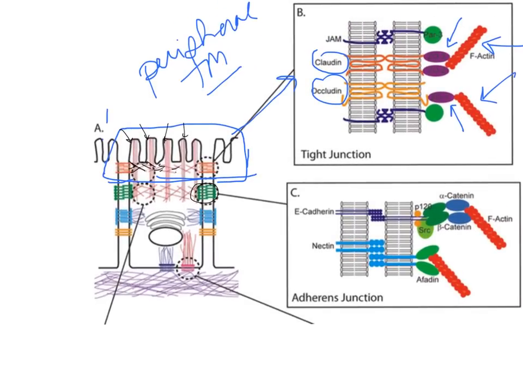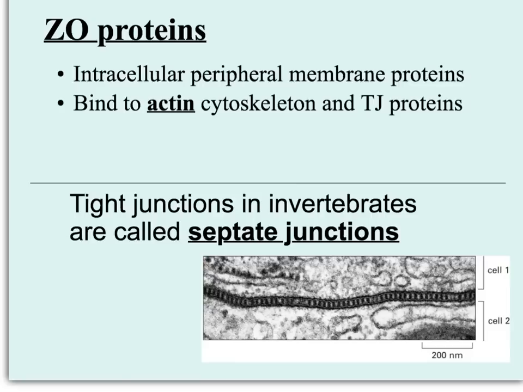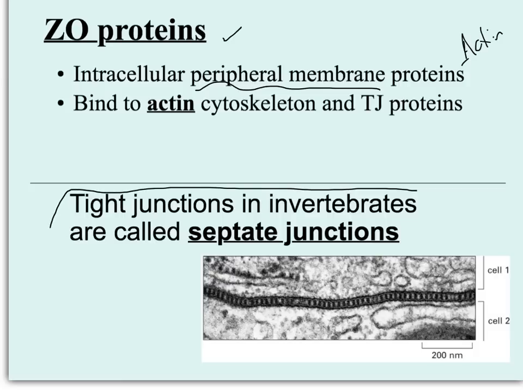So in this case, we're talking about claudins and occludins, and ZO proteins, and all of this is going to end up getting linked to actin. All right, so here's just the words for those ZO proteins: intracellular peripheral membrane proteins that interact with actin. So the claudins and occludins don't interact directly with the actin, but the intracellular peripheral membrane proteins are the link between the two.